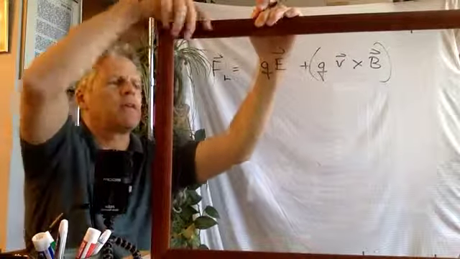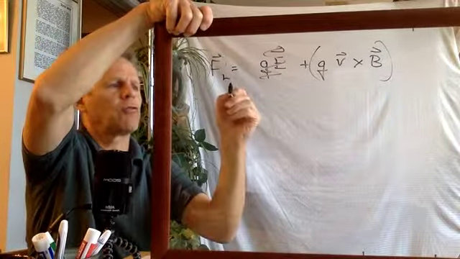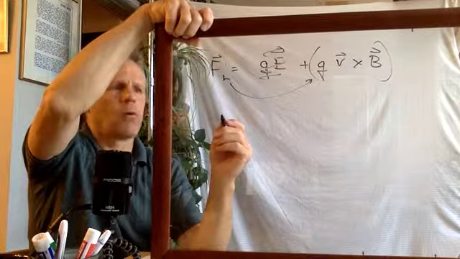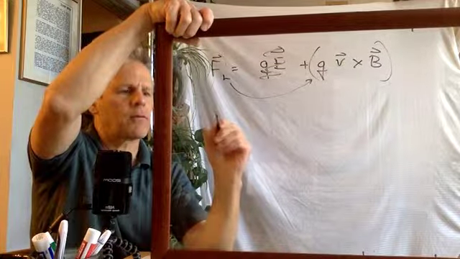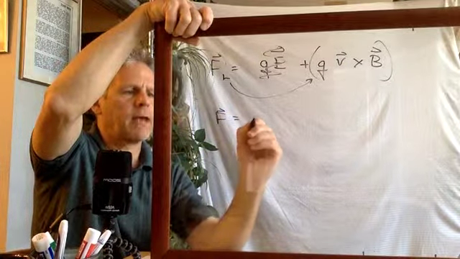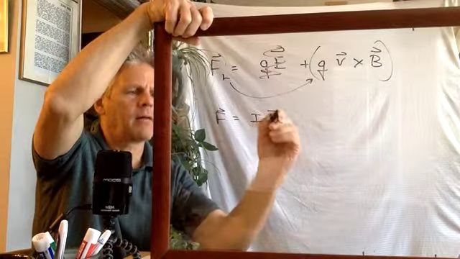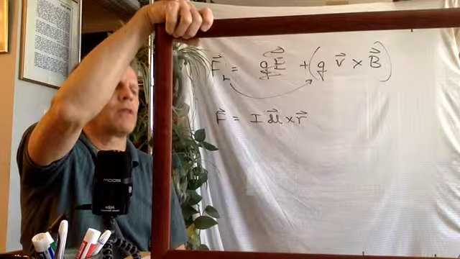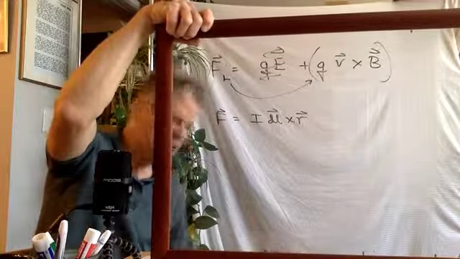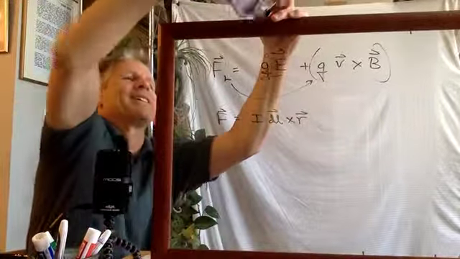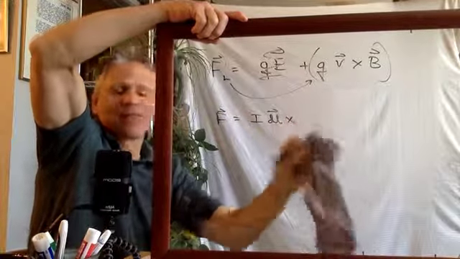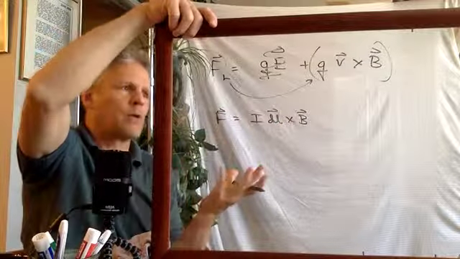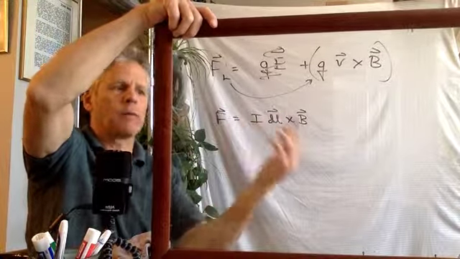So we've worked with this form. I'm going to ignore the QE for now, and let's just go with QV cross B. We also have another form for this equation, and that is I dl cross B, right? I'm mixing up several equations there. Both of these we say are equal to the magnetic force on moving charges.